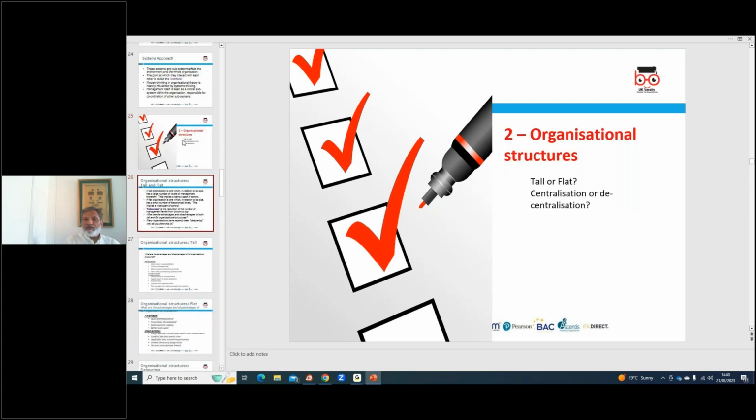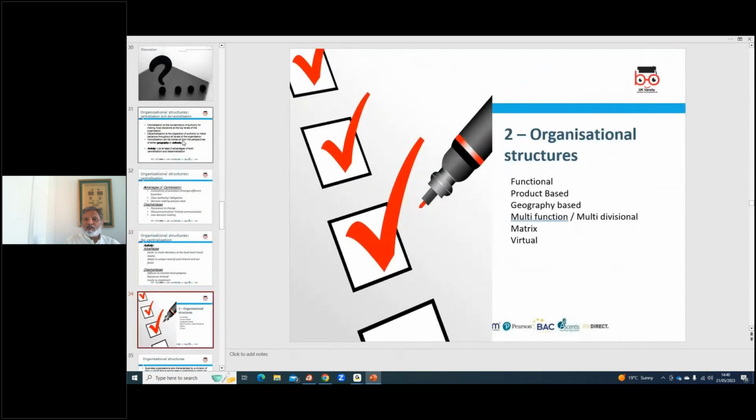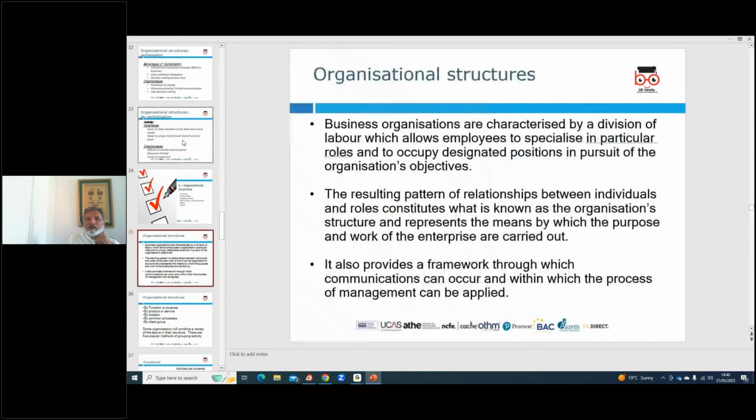Okay, so the next thing we need to look at is the third section. We need to look at the structures, depending on the type of functions, whether it's functional based, or product based, or geographical based, or it's matrix or virtual. So we need to look at these types of organizational structures. Okay, so let's quickly talk about the structures that we set out to do.